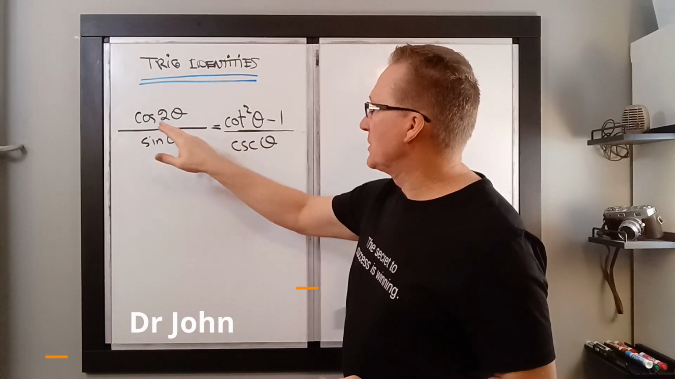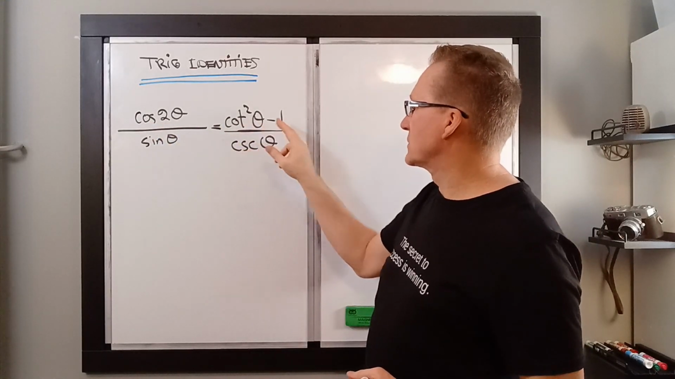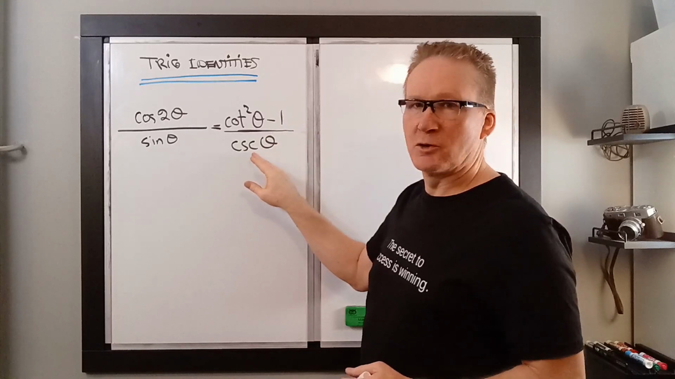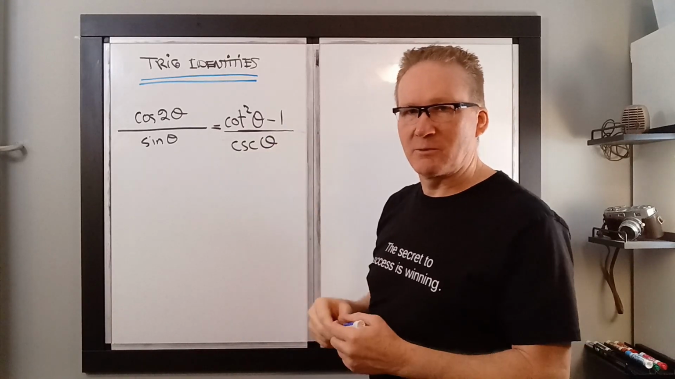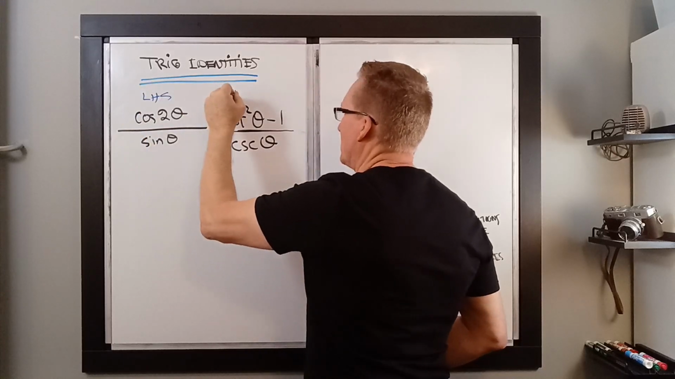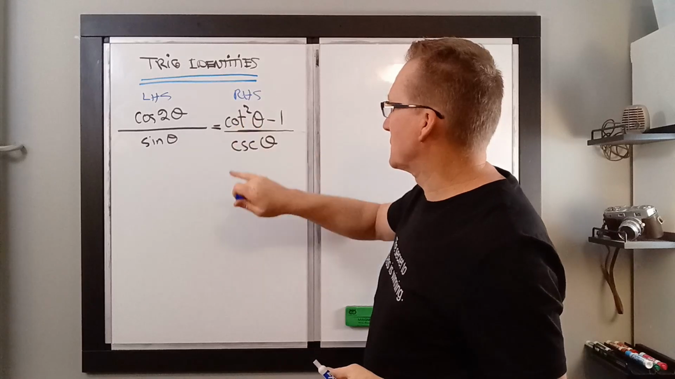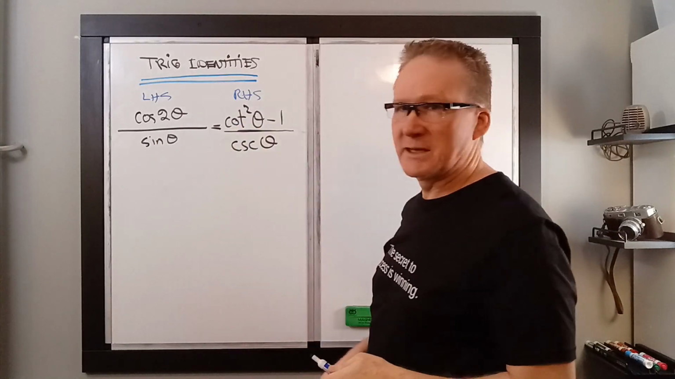I've written it up on the board here. Cosine 2 theta over sine theta is equal to cotangent squared theta minus 1 over cosecant theta. In this case, the left-hand side and the right-hand side both have some oddities to them. This one has a squared function. This one has a double angle formula.